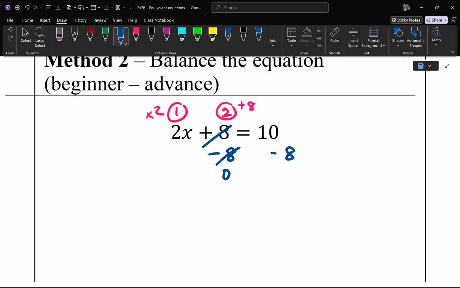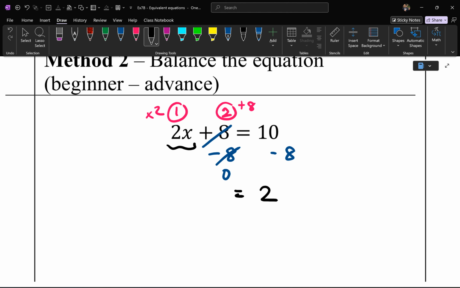What's 10 take away 8? 2. So my new statement should still be the same because I'm just doing whatever's left and right. Guys, make sure to copy this down. Only same thing. Here we go. So 10 take away 8 is 2. The 8's cancelled out. So what's left over?